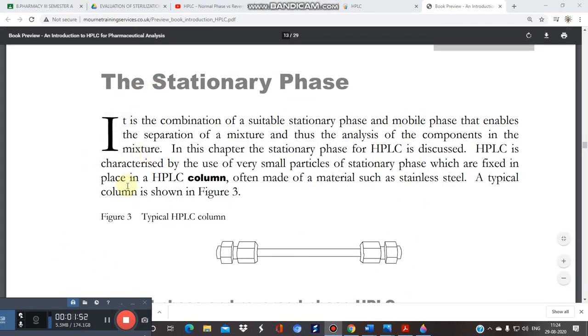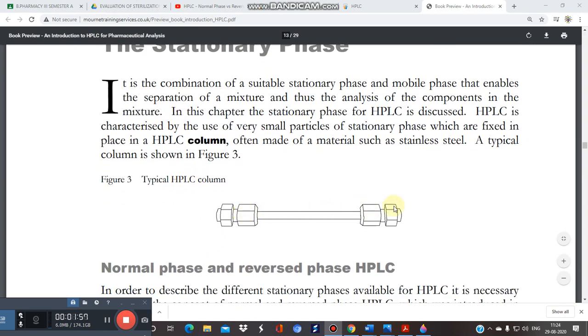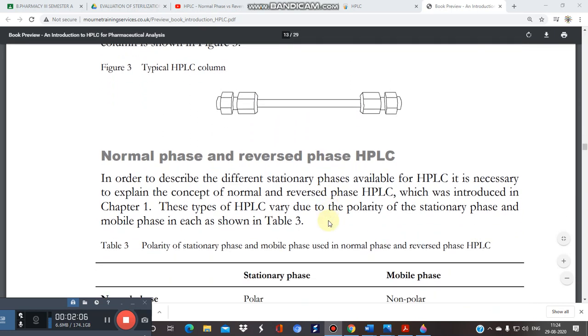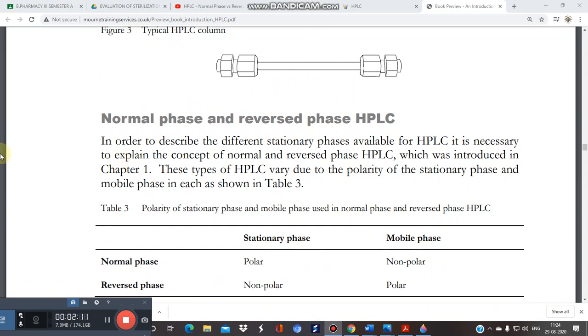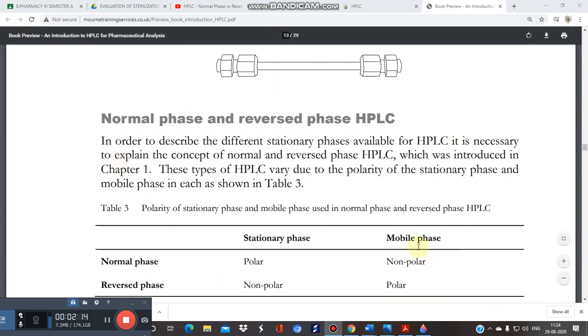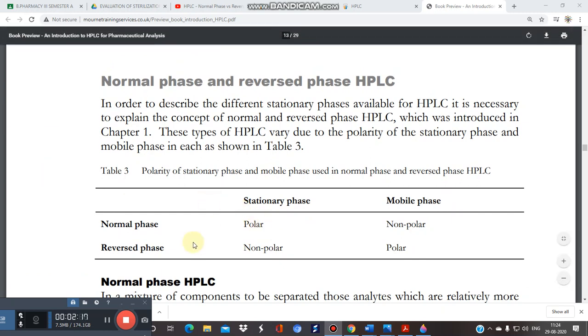So let's start with the stationary phase. We are talking about the HPLC. This is a special type of column, the HPLC column, and we will pack our stationary phase here. As we have discussed, HPLC is of two types, depending upon your stationary phase and mobile phase polarity. When the stationary phase is polar, whereas the mobile phase is non-polar, it is a normal phase HPLC. And when the stationary phase is non-polar and the mobile phase becomes polar, it is a reverse phase HPLC.